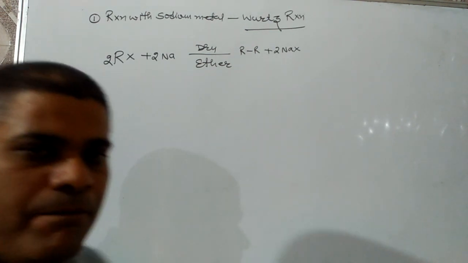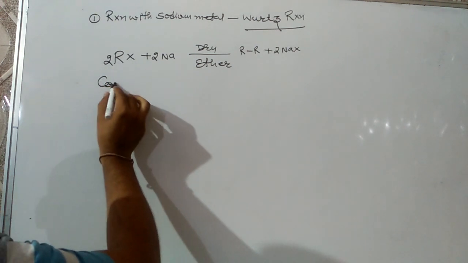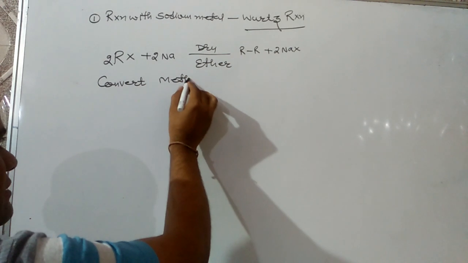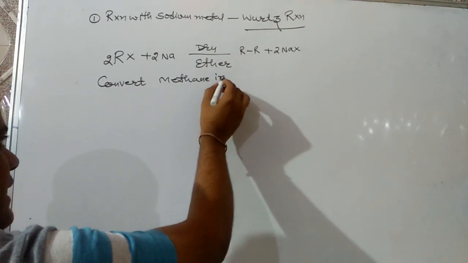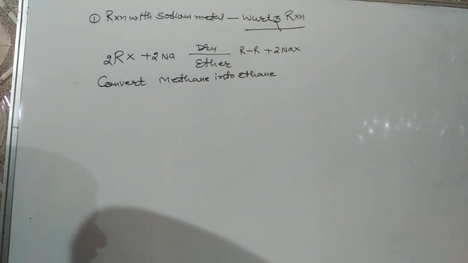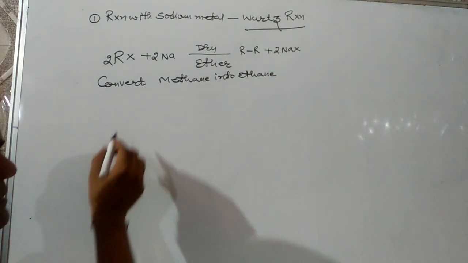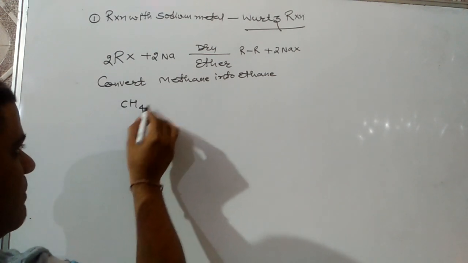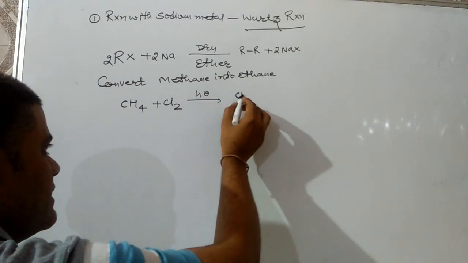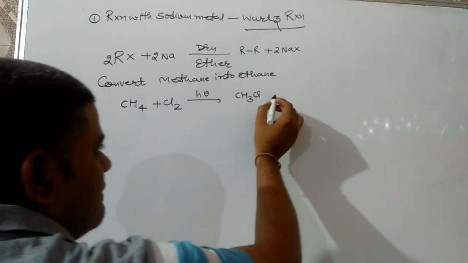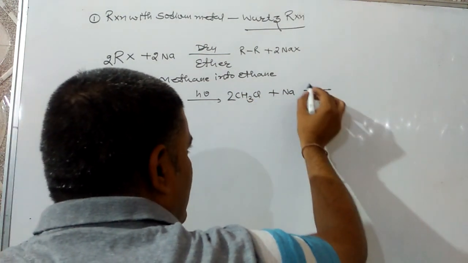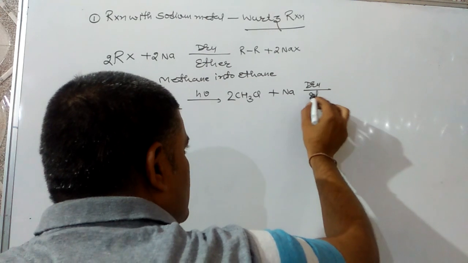Now a question may be there. First, convert methane into ethane. For this conversion, first do the chlorination of methane in presence of sunlight. Then the product formed will be methyl chloride. And then methyl chloride is reacted with sodium metal in presence of dry ether to give ethane as a product.